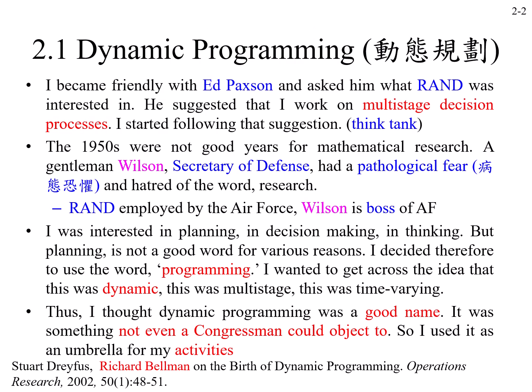This one is about the history of dynamic programming, published in Operations Research. Bellman is a friend of Paxson, and Paxson is working at RAND, which is a think tank. Paxson suggests that multi-stage decision is an important problem, so he followed his suggestion and worked on that. But at that time, it was not a good time for research. Wilson is the boss of the Air Force, and Ray is employed by the Air Force. So how could Bellman cover his research without being noticed by others that he's doing mathematical research?